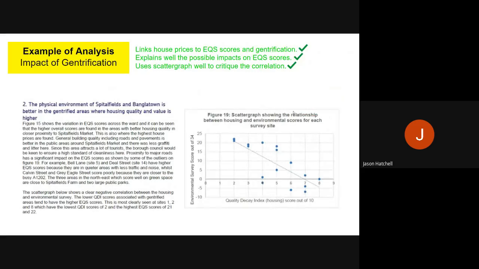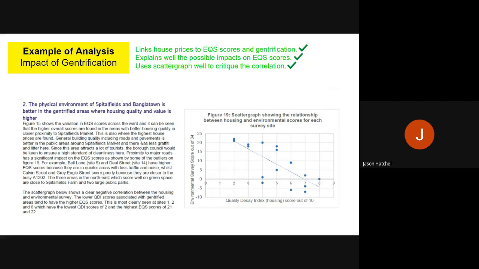Second example, the student is looking at Spitalfields and Bangortown again, but this time is looking at gentrified areas in particular, where housing quality and value is higher, and they are testing the environmental quality score in relation to that. So the environmental quality score is tested in the wards that the student has gone to. The student then picks out where the highest environmental quality scores were found and where the lowest environmental quality scores are found. And you can see the student also gives possible reasons for those high and low scores. General building quality, roads and pavements, graffiti, tourism, and so on.